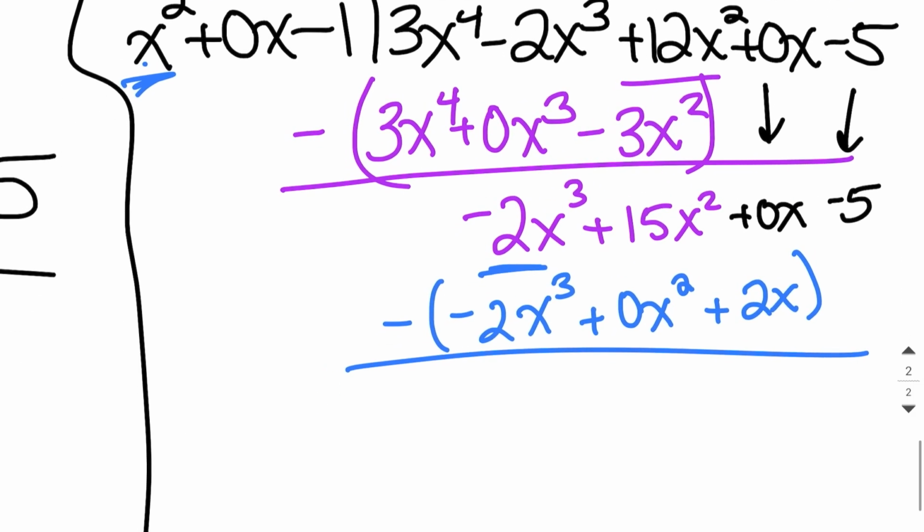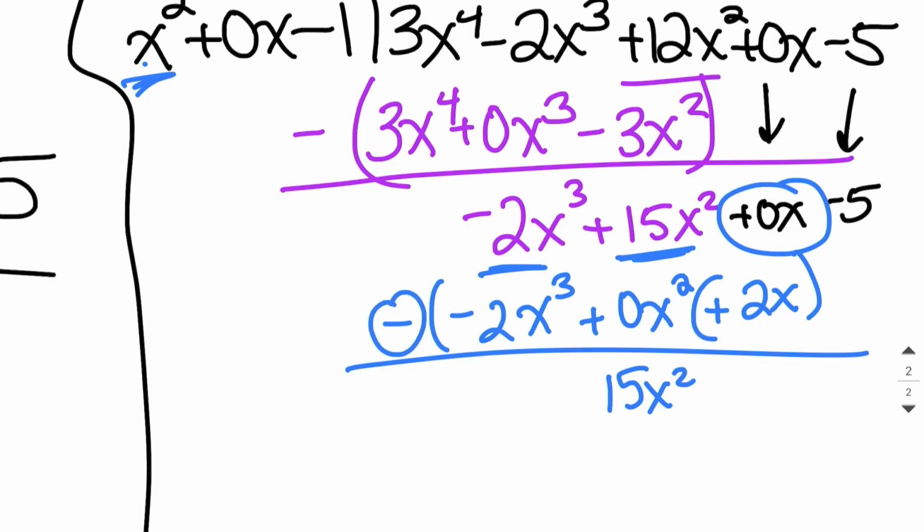Well, if you look right here, negative 2x cubed minus negative 2x cubed becomes a positive 2x cubed. That subtracts out. It adds up to give us nothing. Then I've got 15x squared minus 0 would still give me 15x squared. And then I've got 0x minus positive 2x, which means it's just 0x minus 2x, and that would give me minus 2x. And then I will bring down this negative 5.